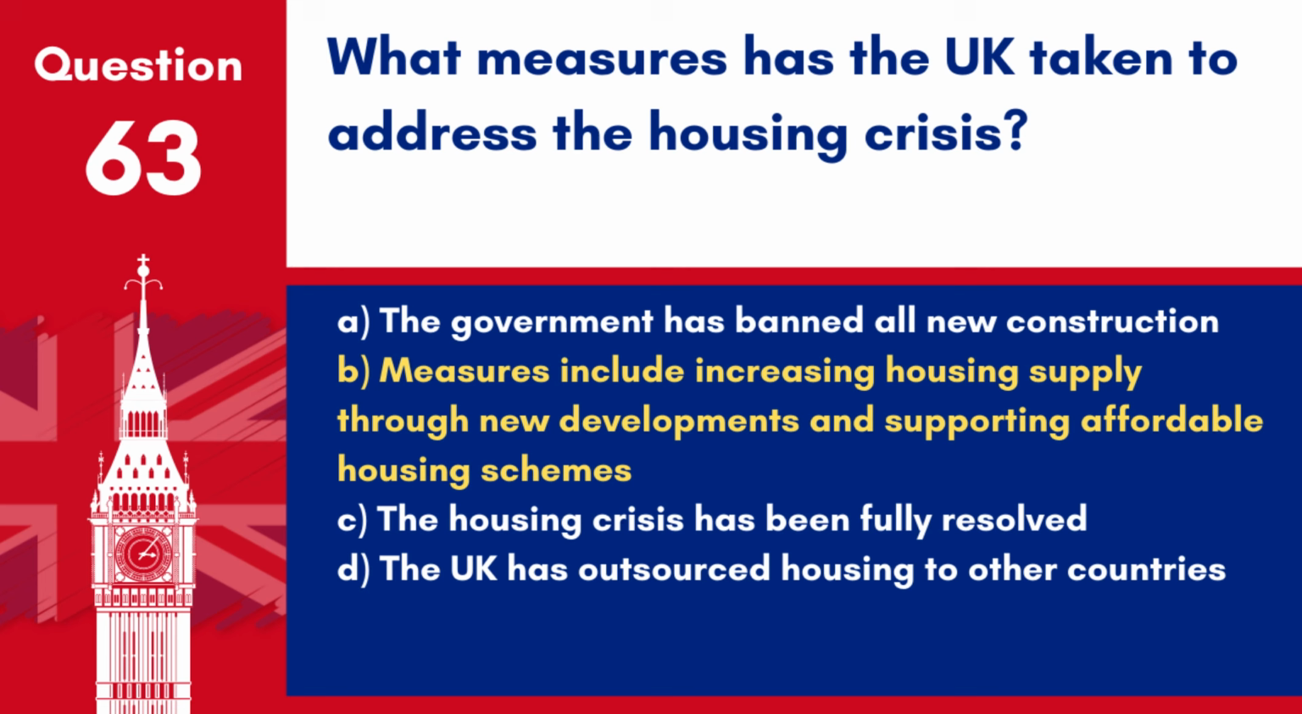Answer. B. Measures include increasing housing supply through new developments and supporting affordable housing schemes. To address the housing crisis, the UK government has implemented measures such as promoting new housing developments and offering support for affordable housing initiatives to help increase the availability of housing.